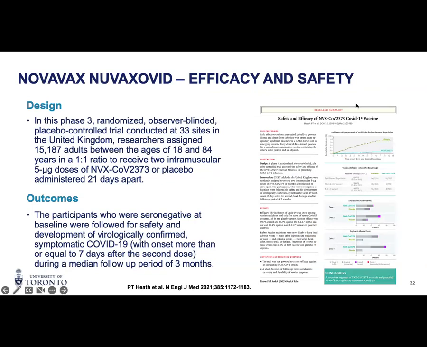So this study investigates the efficacy and safety of Novavax vaccine, which was a phase 3 randomized, observer-blinded, placebo-controlled trial conducted at 33 sites in the United Kingdom. Researchers assigned about 15,000 adults between the ages of 18 and 84 years in a 1-to-1 ratio to receive 2 intramuscular 5 microgram doses of Novavax or placebo administered 21 days apart. The participants who were seronegative at baseline were followed for safety and development of virologically confirmed symptomatic COVID-19 with onset more than or equal to 7 days after the second dose during a median follow-up period of 3 months.